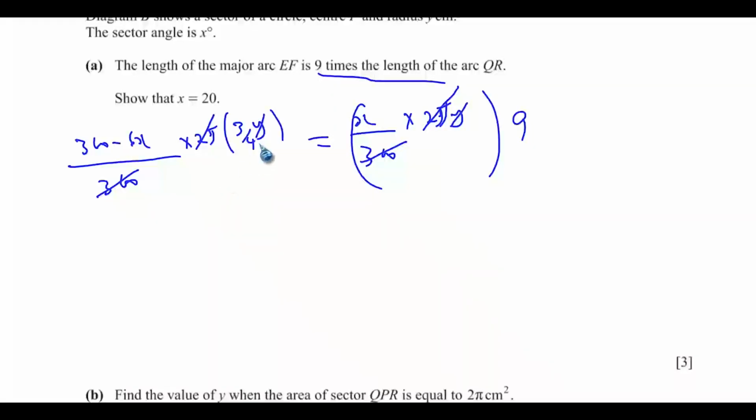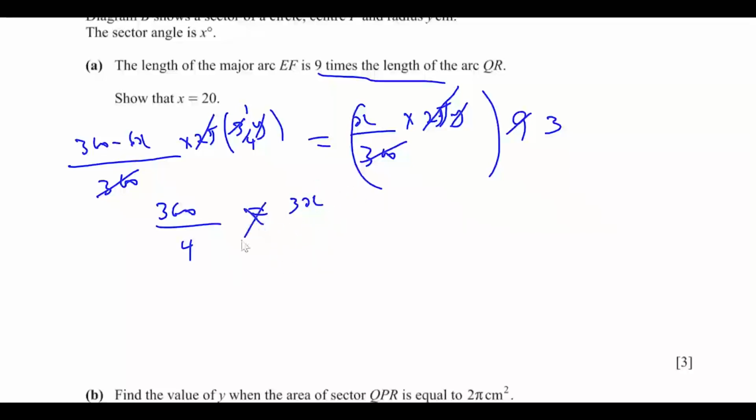So what we have left now is 3 over 4. From this, 3 can cancel 3 here, 1, and 3 goes in 9 3 times. Good. So what do we have left now? We have 360 over 4 equals x times 3, that is 3x. So this is what we have left here.